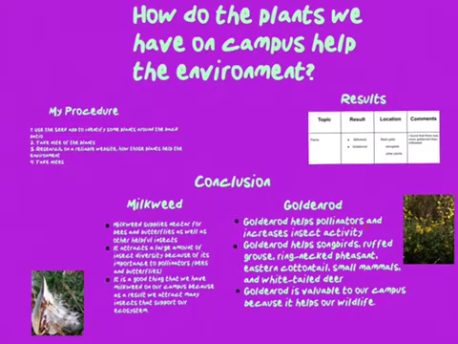Goldenrod helps pollinators and increases insect activity. Goldenrod helps songbirds, ruffed grouse, ring-necked pheasant, eastern cottontail, small mammals, and white-tailed deer. Goldenrod is valuable to our campus because it helps our wildlife.